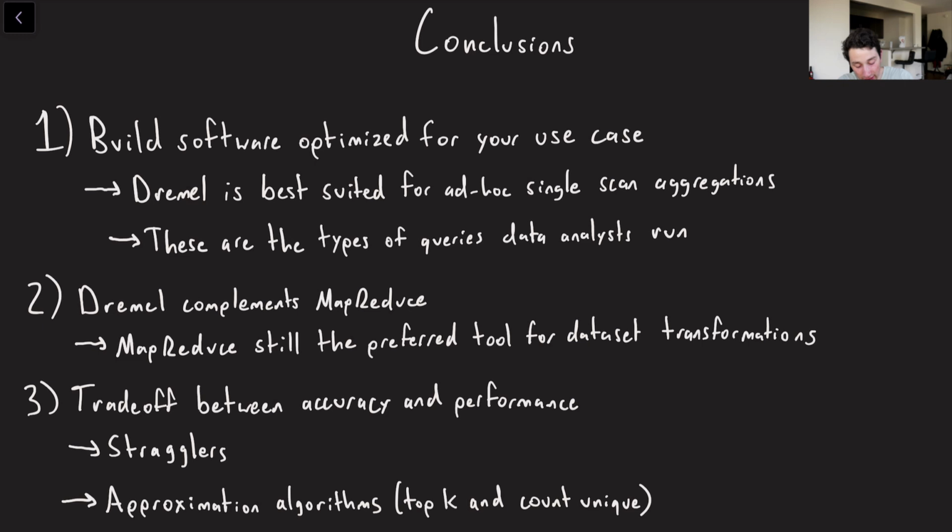Cool. Number two is that Dremel is not meant as a replacement for MapReduce, but it is ultimately meant to complement MapReduce. Insofar that MapReduce is still better for ETL jobs, but Dremel for these ad hoc queries is going to be very, very nice. And then finally, of course, like always, we've seen this in the MapReduce paper as well, we're going to have a major trade-off between accuracy and performance. So stragglers are always going to be an issue due to just bum hardware.